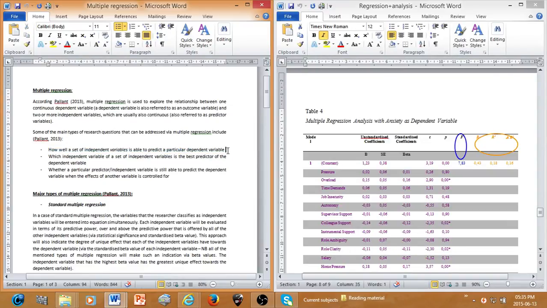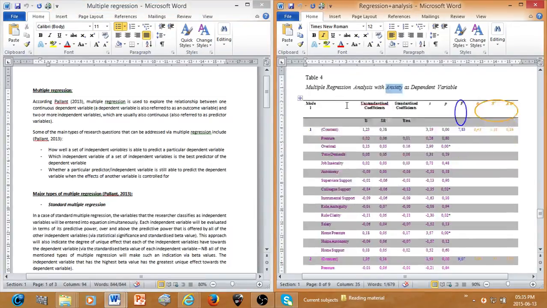Now in terms of that, do you remember we said that the R square can be used to determine the amount or the percentage of variance in the dependent variable that is predicted by the independent variables that are involved? So we said R square is used. We will get back to that now.